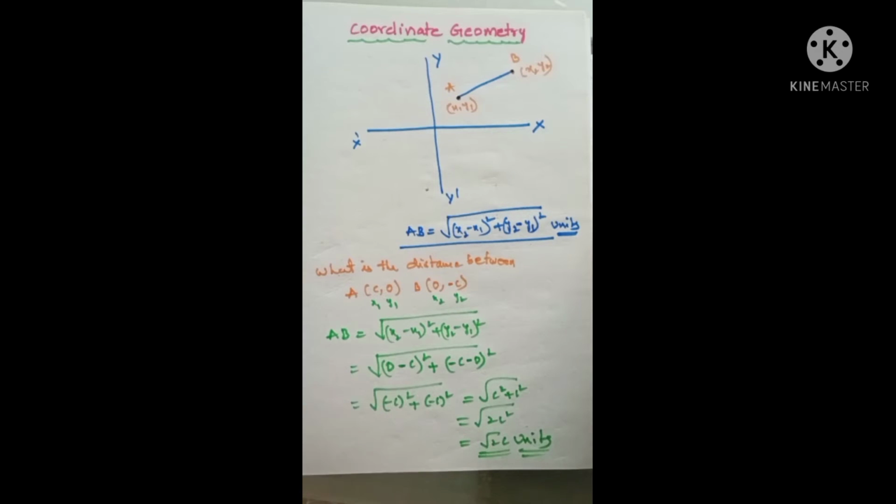This is the simple and direct question. You will get these types of questions in 1 mark, beta. What is the distance between A and B? Directly you use this formula and you can write the answer. That answer should be in units. I think you understood well.